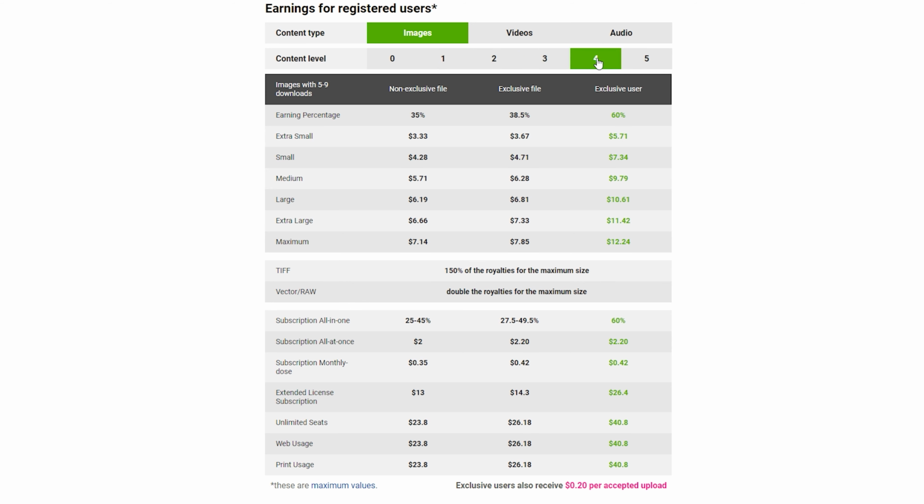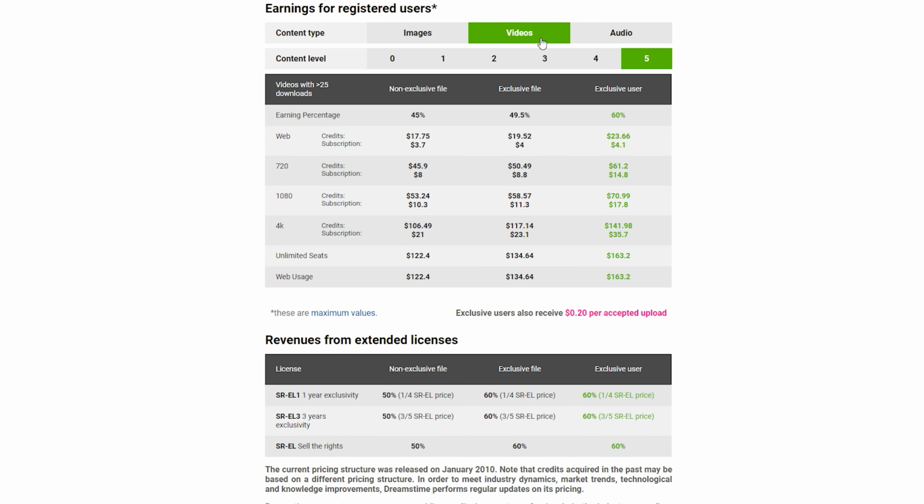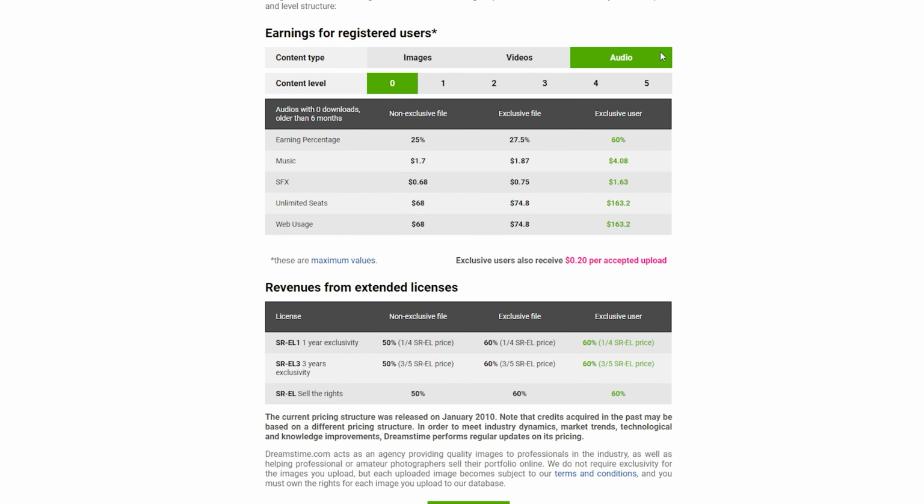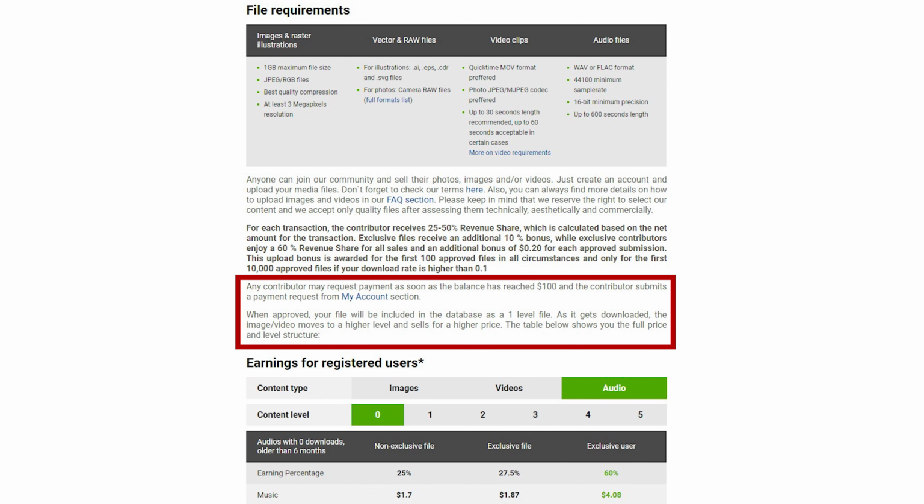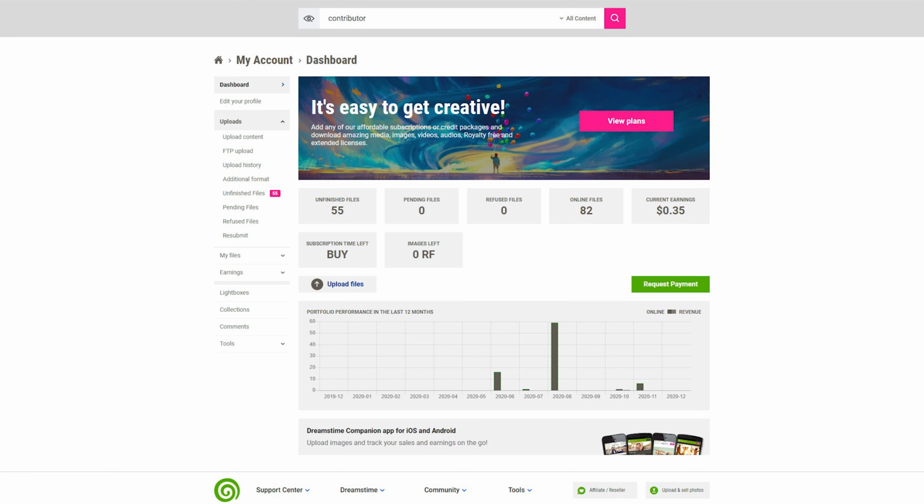But in general you get from 25 to 50% commission based on how many downloads each image has, and subscription royalties are always 35 cents. You can also get 10% bonus if you are Dreamstime exclusive, and you will get paid once you reach $100. You can upload the same assets as on Depositphotos. I also have 100% acceptance ratio.